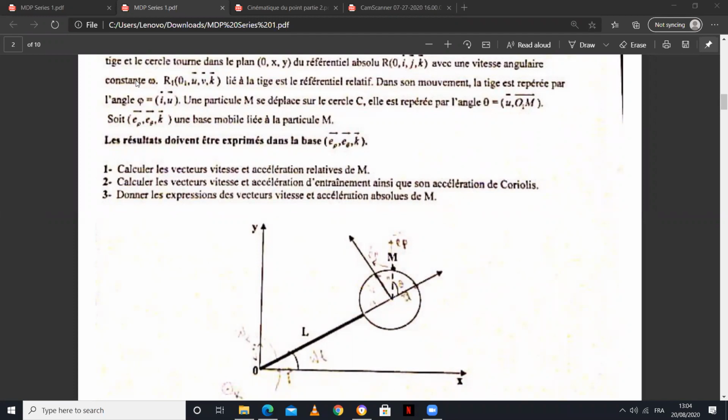La tige est repérée par l'angle phi. So, la tige est repérée par l'angle phi égale (I, U). When they write two vectors like that, it means this angle phi is between these two vectors. So you have I and you have your U as this one here. It's not labeled. The diagram in the question was not labeled. Sorry, give me a second.